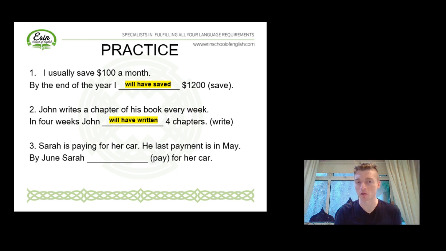Very good. And finally, number 3, Sarah is paying for her car. Her last payment is in May. So this means that by June, Sarah, once again we've got an irregular verb here, so by June, Sarah will have paid for her car. Excellent.